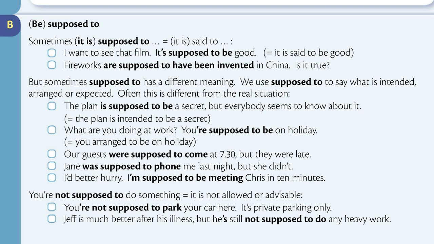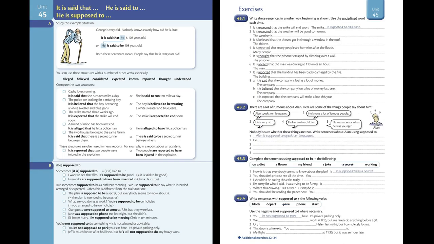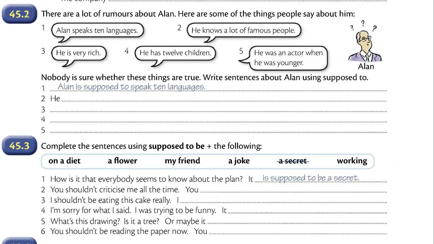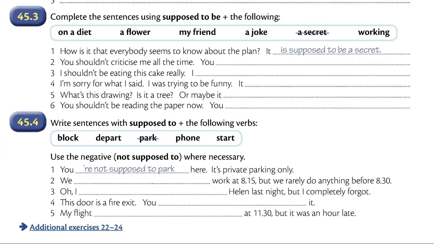You're not supposed to do something means it is not allowed or advisable. You're not supposed to park your car here. It's private parking only. Jeff is much better after his illness, but he's still not supposed to do any heavy work. Now you can do exercises. Please pause the video when you see the exercise that you need and do it.